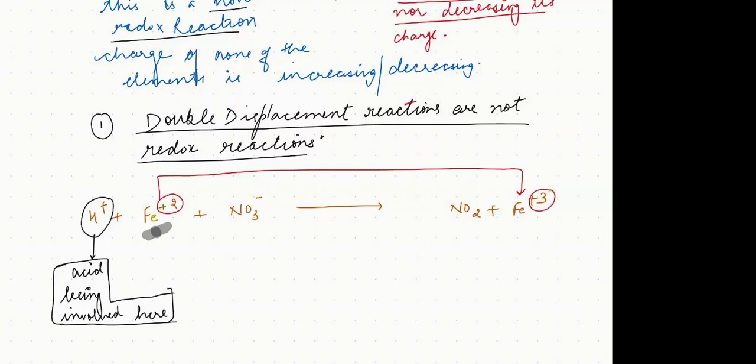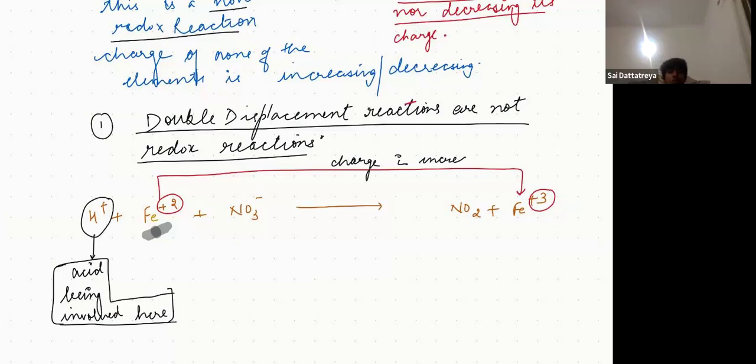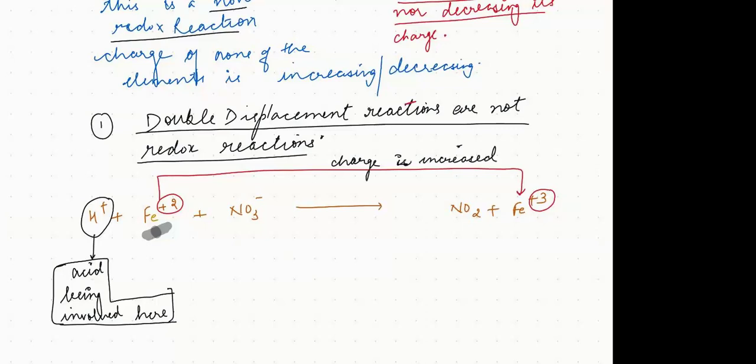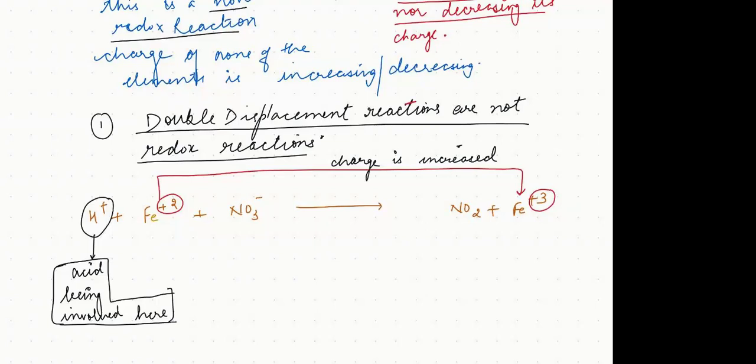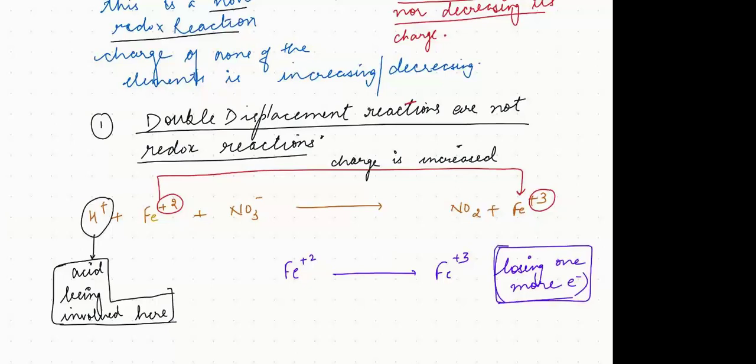Now, it has two meanings, right? One, in terms of charge, you'll say the charge is increased. Yes or no? The charge is increased. Second thing would be what? If you look at Fe, what is Fe doing in increasing the charge? It is kind of losing one more electron. You understand my point?